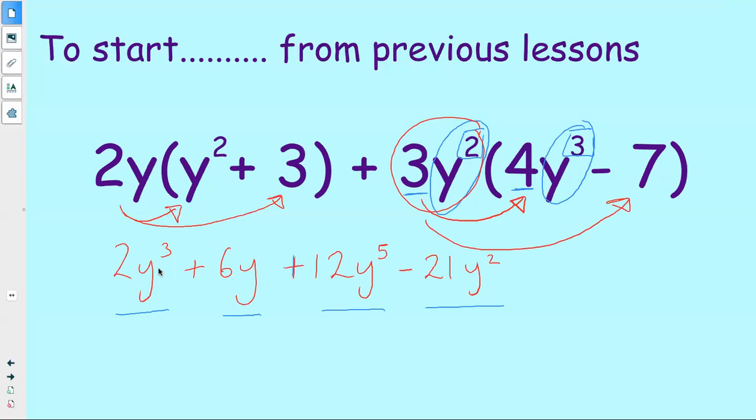If you really wanted to, you could write it in order, starting with the highest power. You don't have to, because that answer is still right. So I could write 12y to the power of 5, add 2y cubed, subtract 21y squared, add 6y, and that's your final answer. Okay, let's move on.